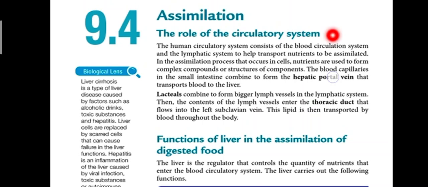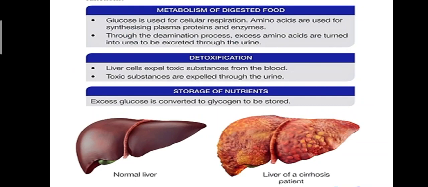So, the blood capillaries in the small intestine combine to form the hepatic portal vein that transports blood into the liver. And the lacteal will form the thoracic duct, a lymph vessel in the lymphatic system. Okay, so the functions of the liver in the assimilation of digested food.